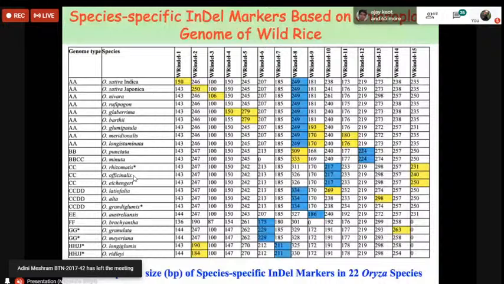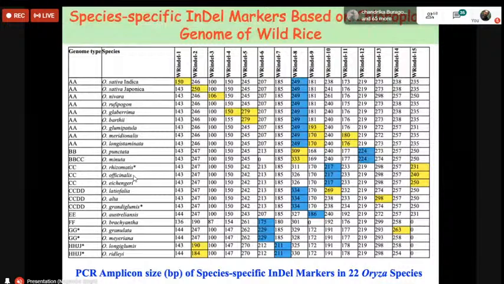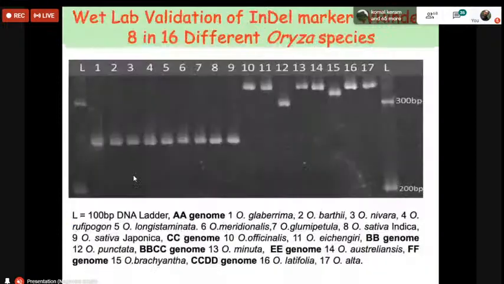Now we have Kavita Tripathi. She developed these markers. She has completed her PhD. Now we have the markers with which we can tell which species of rice it is, because just looking at it morphologically, you can get conflicting and confusing results.